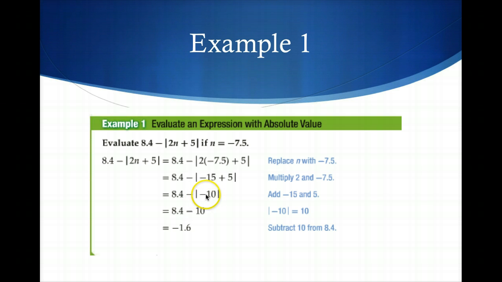Now the absolute value of negative 10 is just how far it is from zero. So negative 10 is 10 places from zero. However, we still have this negative sign out front that does not get changed by these absolute value signs. So we simplify to 8.4 minus 10. Our larger number is negative, so our answer will be negative. The difference between 10 and 8.4 is 1.6.